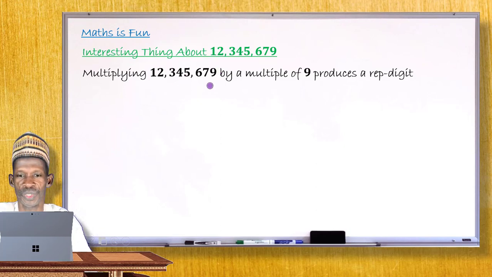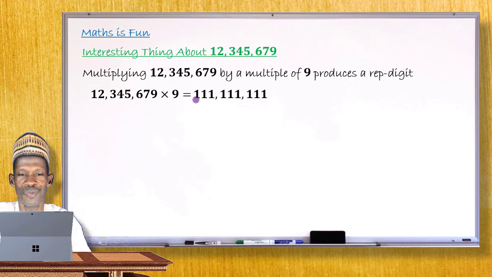This number is so special because multiplying this very number by 9 or by a multiple of 9 will now produce what we call a repdigit, meaning a number or a result that contains the same digit repeatedly appearing. Let's just start. Multiplied by 9. This number multiplied by 9 gives a result of 111 million, 111,111. This is what you have after multiplying this by 9.